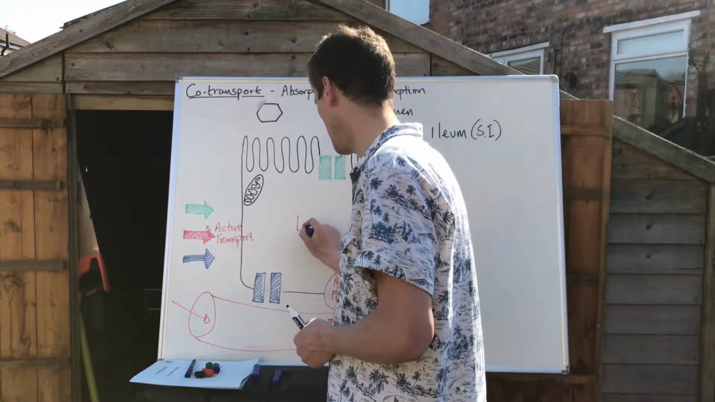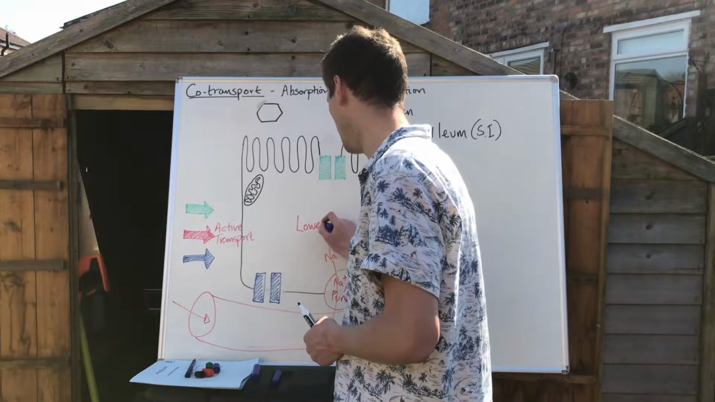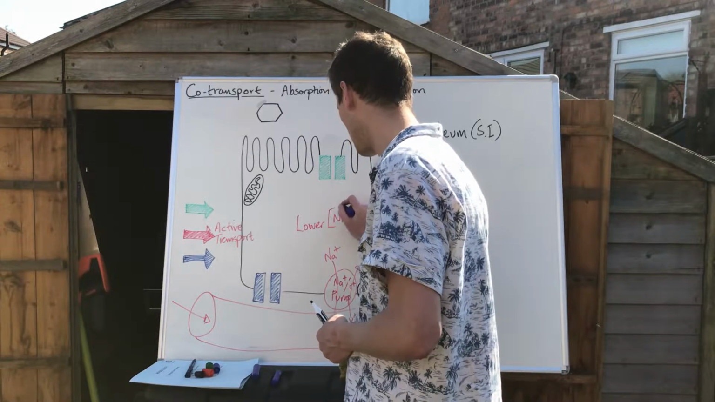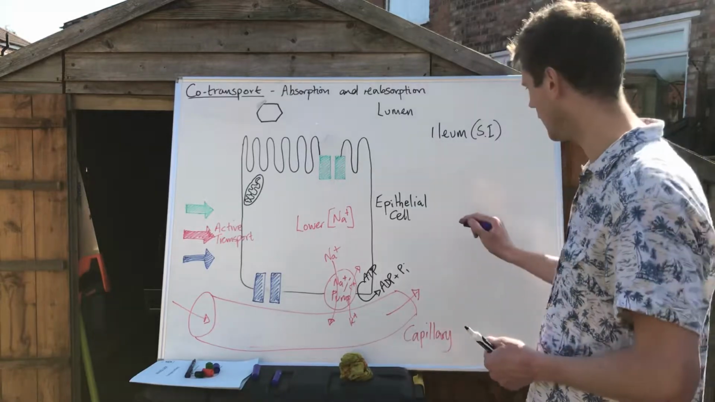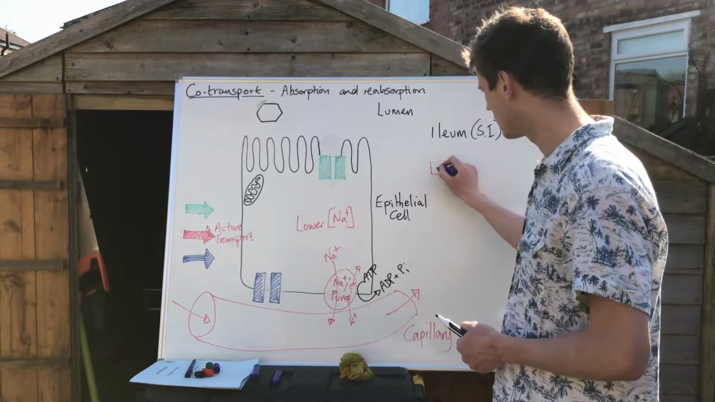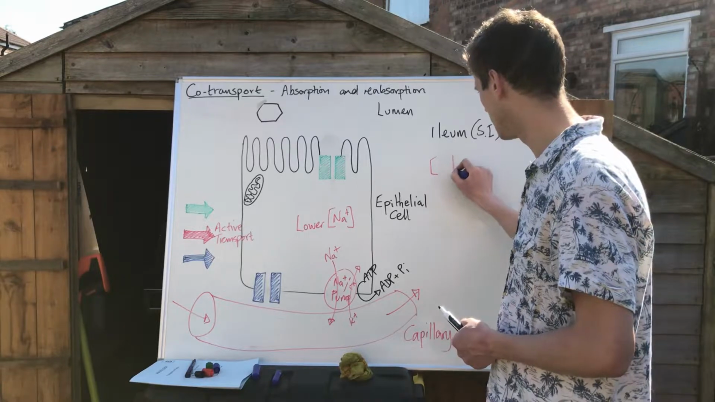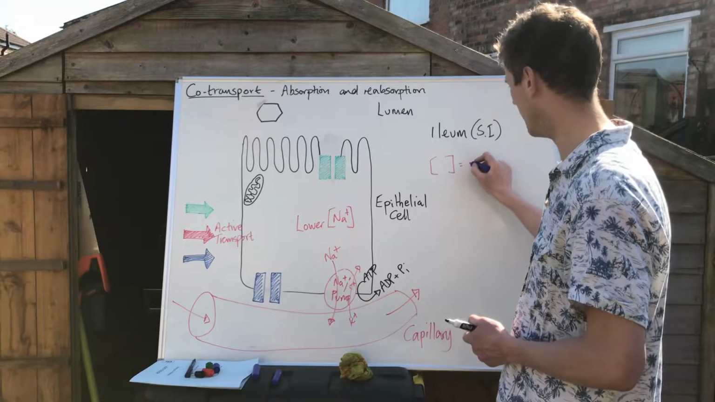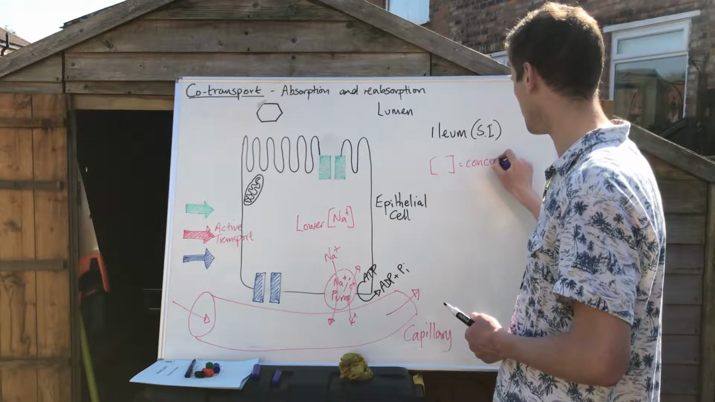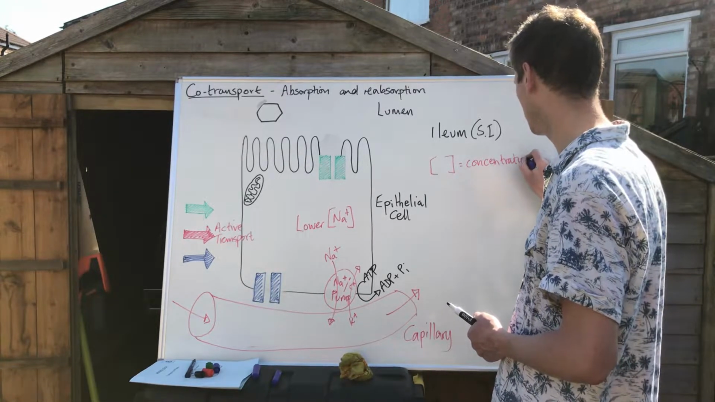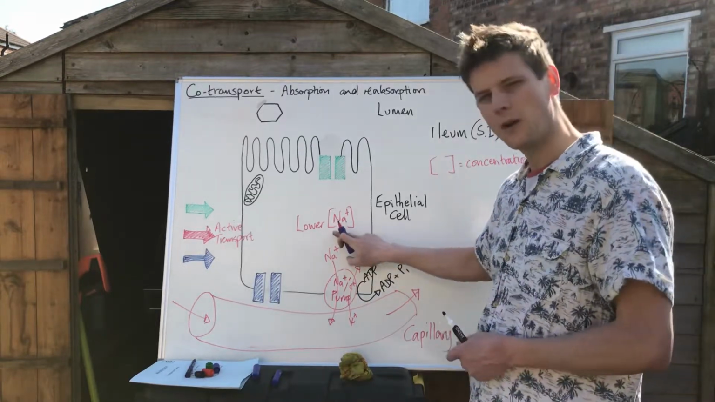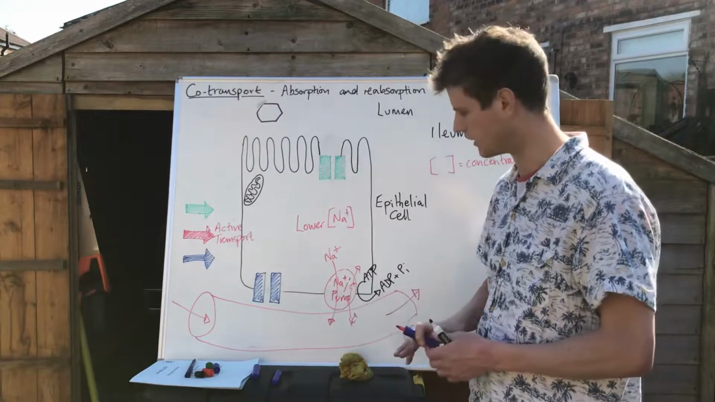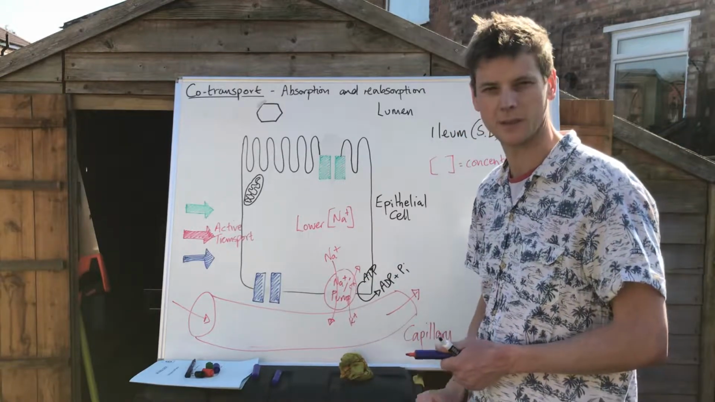So what we end up with here is a lower concentration of sodium ions. Now I'm using those square brackets as a shorthand for the concentration. So there is a lower concentration of sodium ions in the epithelial cell because of that active transport of the sodium ions at the sodium-potassium pump.